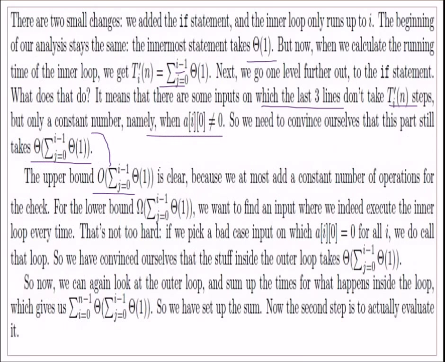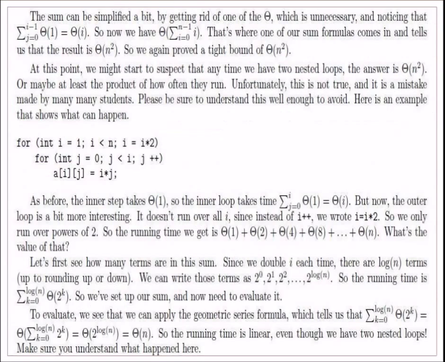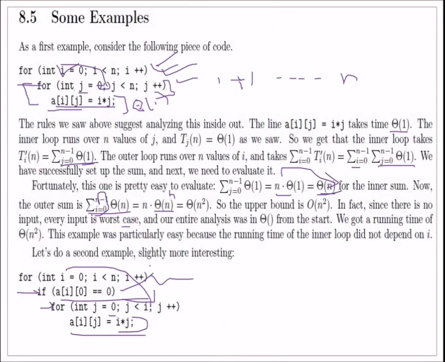Big O of order 1 is clear, because we at most added a constant number of operations to check. But for the lower bound, that is for omega, we want to find out an input where we indeed execute the inner loop every time. We want that inner loop should go every time, right? I hope you understood that the worst time will be when this if will never happen, and the best case will be when this always happens.